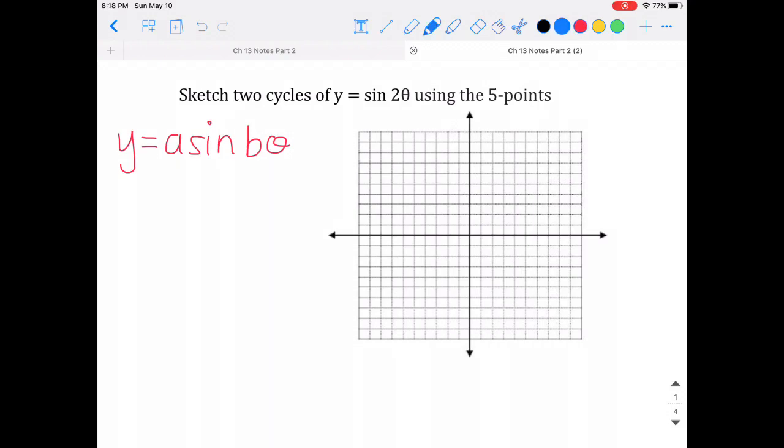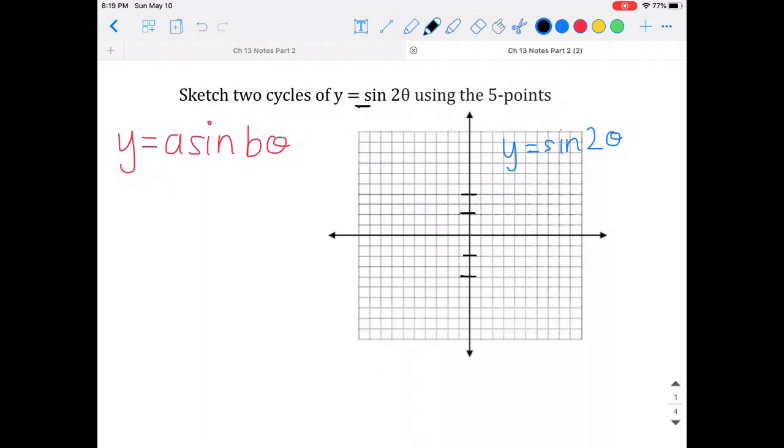So we have y equals sine of 2 theta. First, it's easy to determine the amplitude. The a value here is 1, which means that our maximum and minimum values of this graph are going to be at 1 and negative 1.